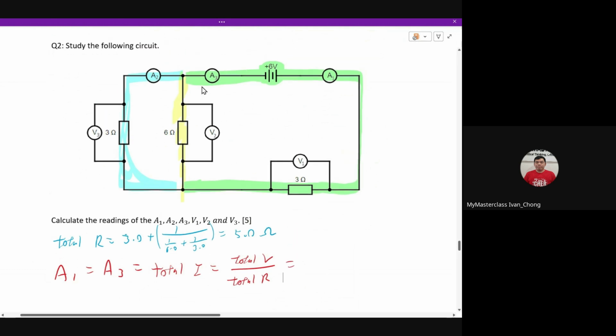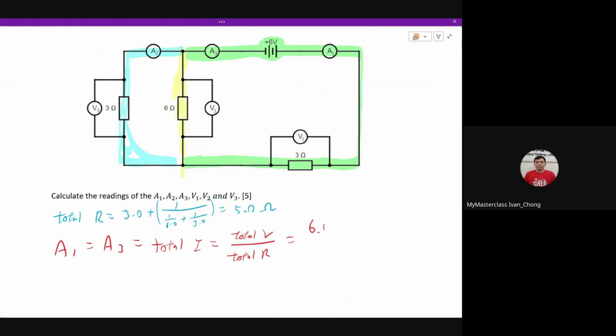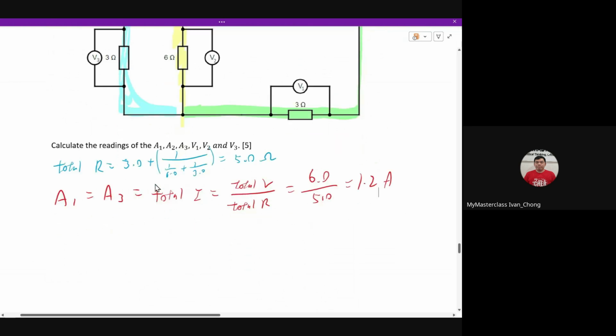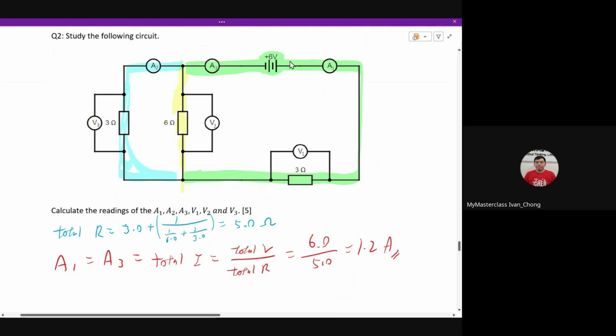Okay, so if this is 5 ohms, I just need to throw in my numbers. Do we have total V? Yes, we do. It's 6. So it's 6 divided by 5. We end up with 1.2 amperes current. Okay, so we solved for A1 and A3 already. Okay, so we just go down the list.